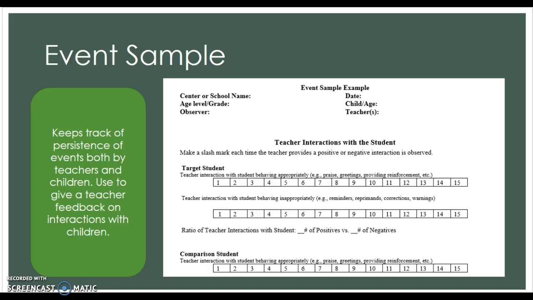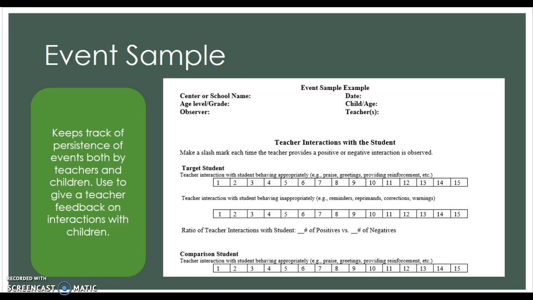So if they interact with the child 4 times during appropriate behavior, you make 4 slashes. And if they interact with the student every time they behave inappropriately, then you make as many slashes as that happens. And you might set out a specific time window. You can determine the time window that you're going to do this observation.